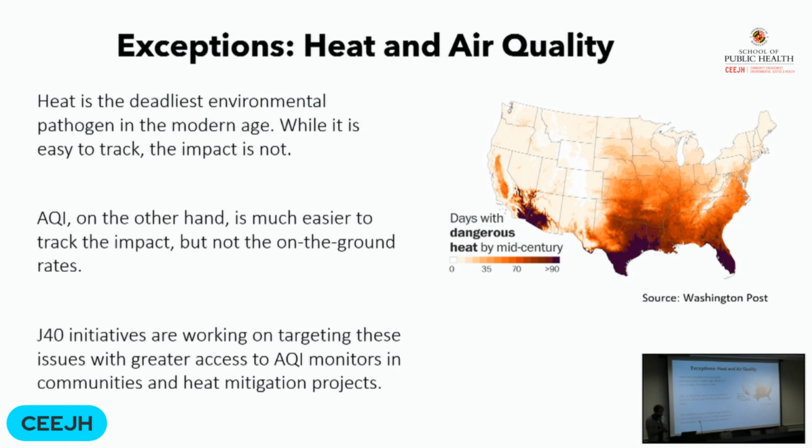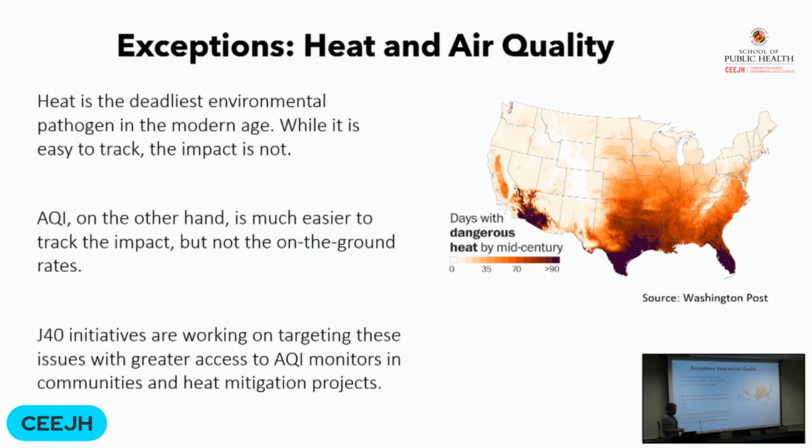All right, and the last big section is heat and air quality. Heat is the deadliest environmental pathogen that we see in the modern age. And what's really funny about this is that we've been tracking temperature for as long as we as a species have had the ability to track temperature. And yet, despite having so much and such accurate heat information, it's really hard to determine the impact of heat because it's so diffuse, right?